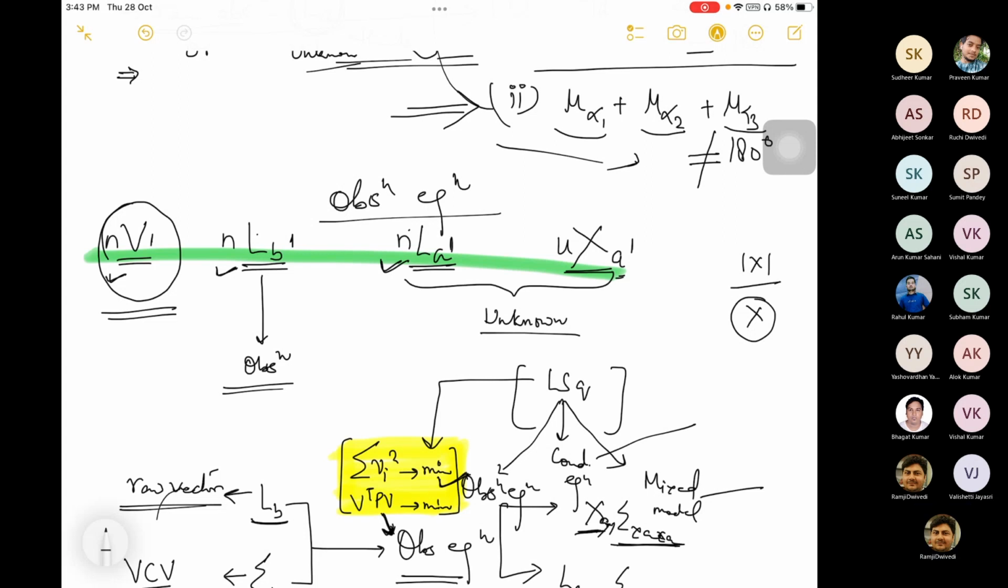So yes, I was asking about the size of the matrix of V, the residual matrix V. What would be the size of V?